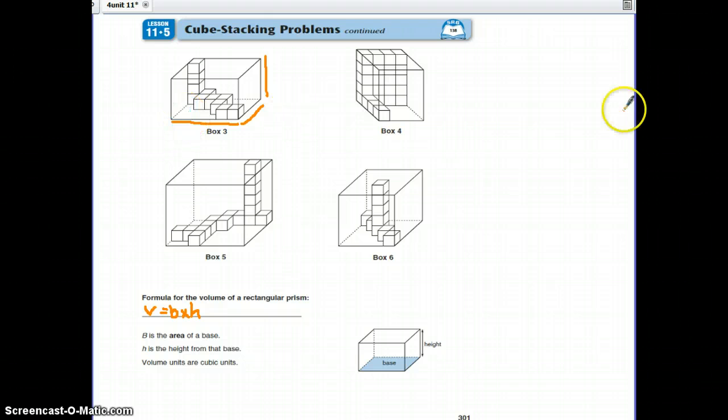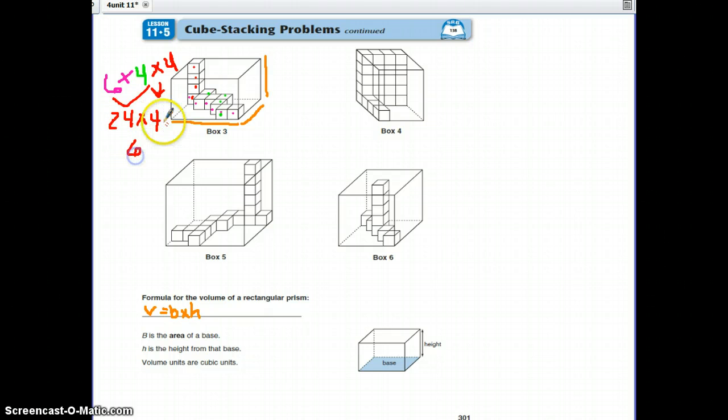So in box 3, we count 1, 2, 3, 4, 5, 6. So I have 6. Sorry for my writing. Times how many back? Well, here's 1, 2, 3, 4 that go back. And then how high? 1, 2, 3, 4. That's how I'm going to figure it out. So 6 times 4, I know, is 24. But I still have to times it by 4. 4 times 4 is 16, carry a 1. And 4 times 2 is 8, plus 1 is 96.